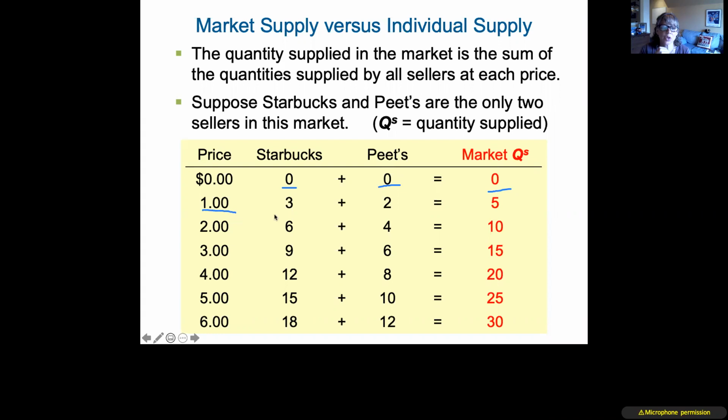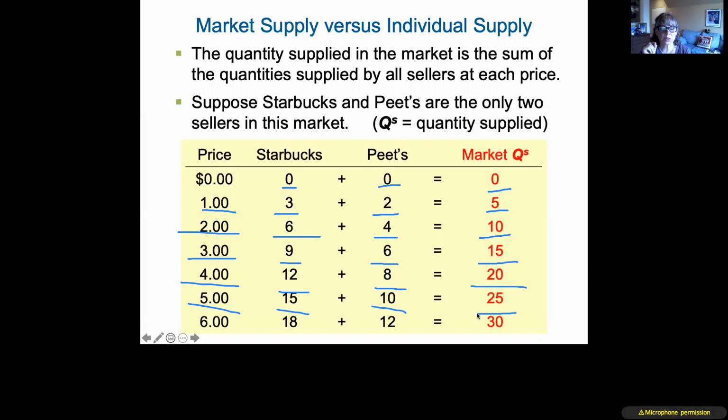At $1, Starbucks was willing to sell 3. Peet's only 2. So 3 plus 2 equals 5. At $2, Starbucks is willing to sell 6. Peet's is willing to sell 4. The market quantity is 10. At $3, Starbucks was willing to sell 9. Peet's is willing to sell 6, so the market quantity is 15. At $4, 12 plus 8 is 20. At $5, 15 for Starbucks, 10 for Peet's.